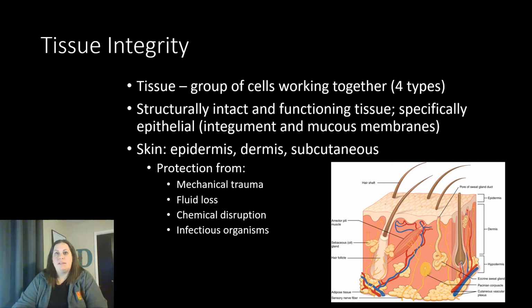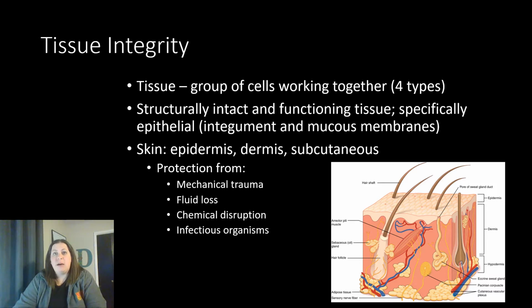Now, when we talk about tissue integrity, this is a structurally intact and functioning tissue, and most often it's talking about the epithelial tissues, specifically the integument, which is the skin, and the mucous membranes. Because guys, if those are damaged and their integrity is under stress, this could lead to potential infections and other issues with the body.